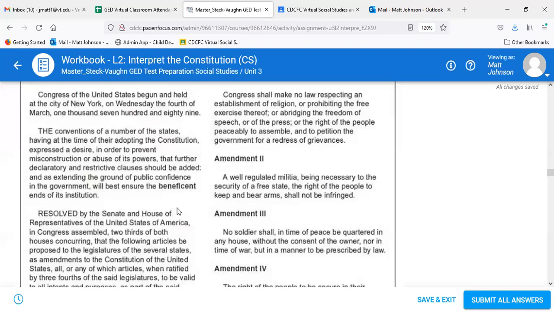Well-regulated militia being necessary to the security of a free state, the right of the people to keep and bear arms shall not be infringed. I think I talked about this a while back. When this was written, we only had about 1,000 soldiers as a professional standing army, and they were involved in the frontier, protecting the citizens from Indian attacks and things like that.